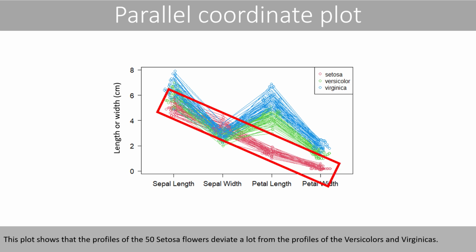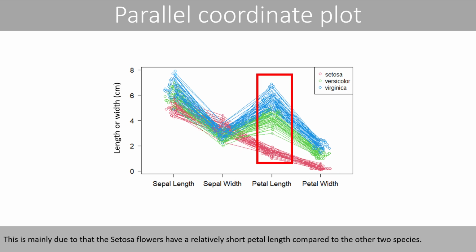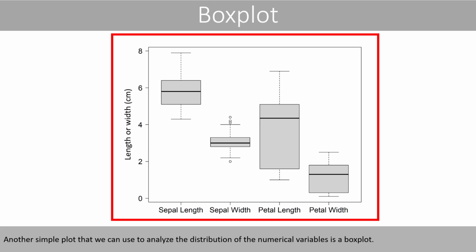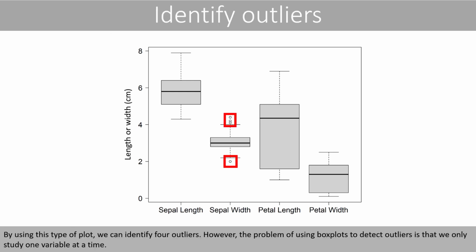This plot shows that the profiles of the 50 setosa flowers deviate a lot from the profiles of the versicolors and virginicas. This is mainly due to that the setosa flowers have a relatively short petal length compared to the other 2 species. Another simple plot that we can use to analyze the distribution of the numerical variables is a box plot. By using this type of plot, we can identify 4 outliers. However, the problem of using box plots to detect outliers is that we only study 1 variable at a time.